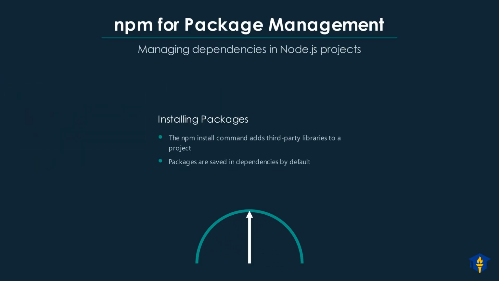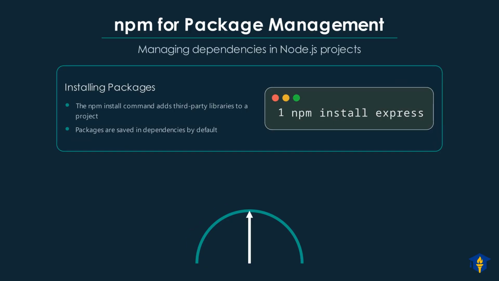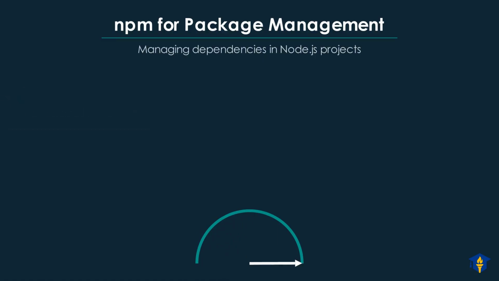When you need to add new functionalities, you will use npm to install the necessary packages. The npm install command adds third-party libraries to your project, saving them to the dependencies section by default. For example, you can install the Express framework by simply typing npm install express in your terminal.